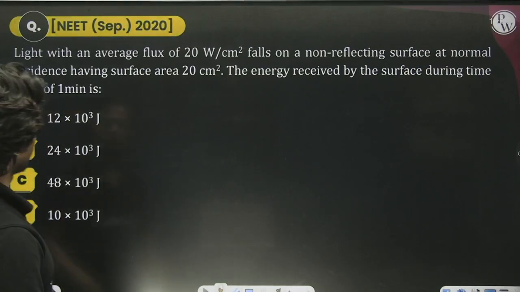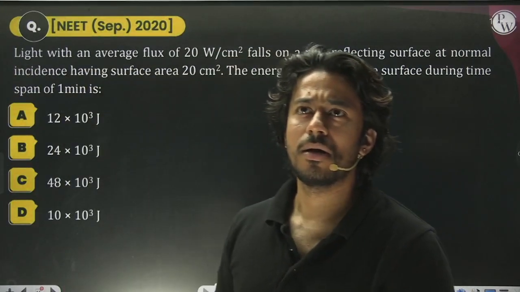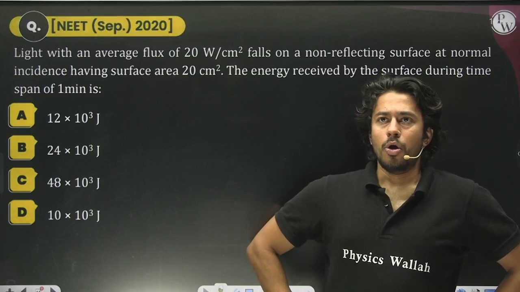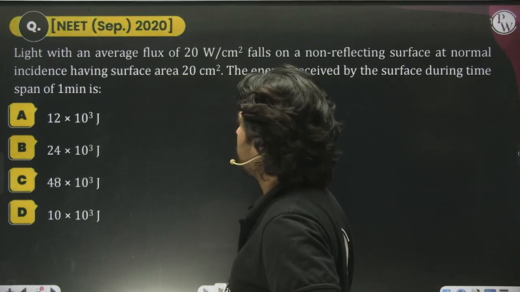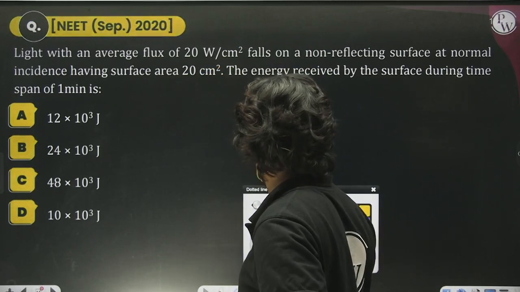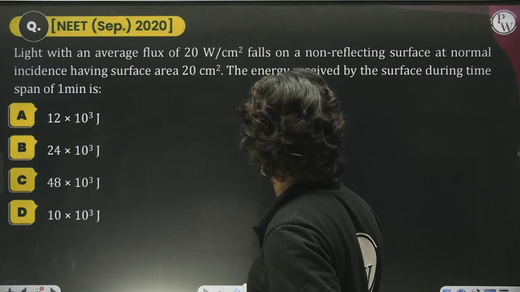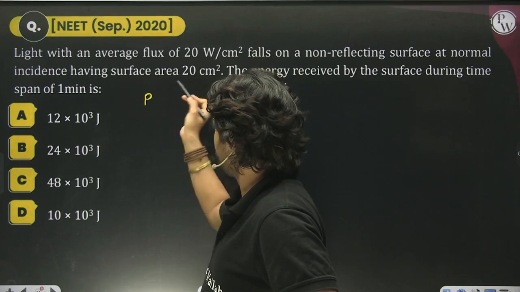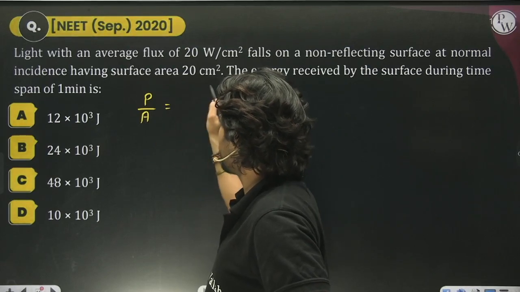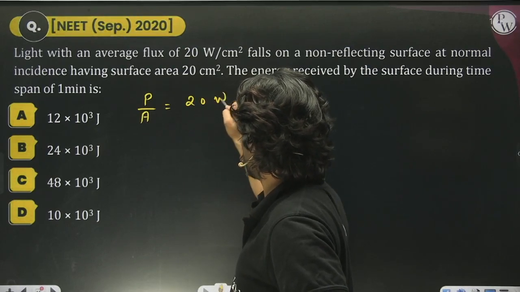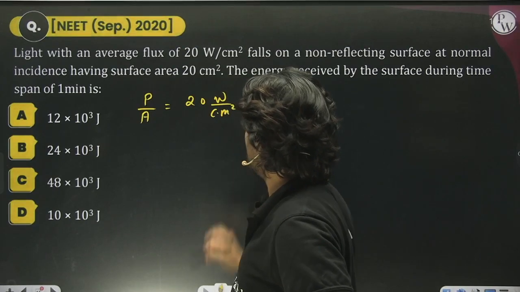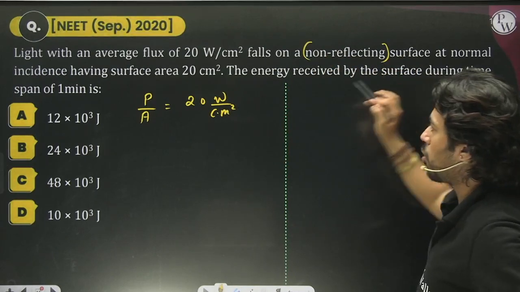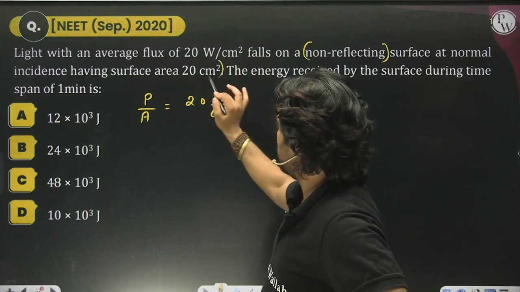The next question in front of you is this. Have a look at the question. Light with an average flux of 20 watt per centimeter square. What is being given to you? This is intensity being given to you. What's intensity? That's power per unit area, that means energy per unit area per unit time. That's 20 watt per centimeter square. Falls on a non-reflecting surface at normal incidence having surface area of 20 centimeter square.